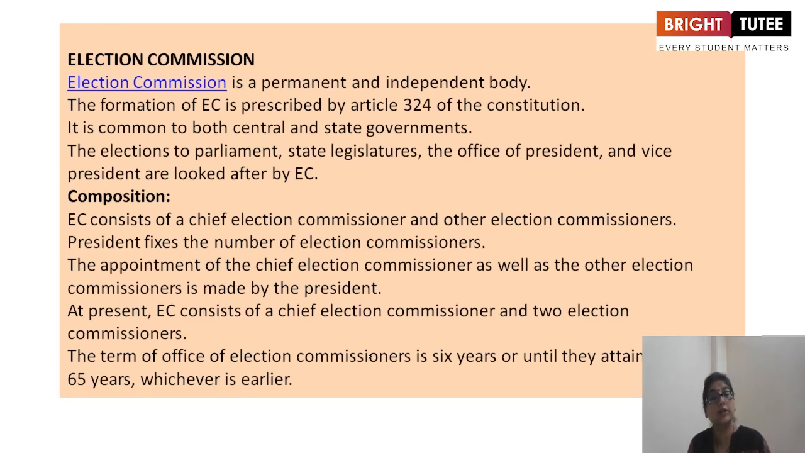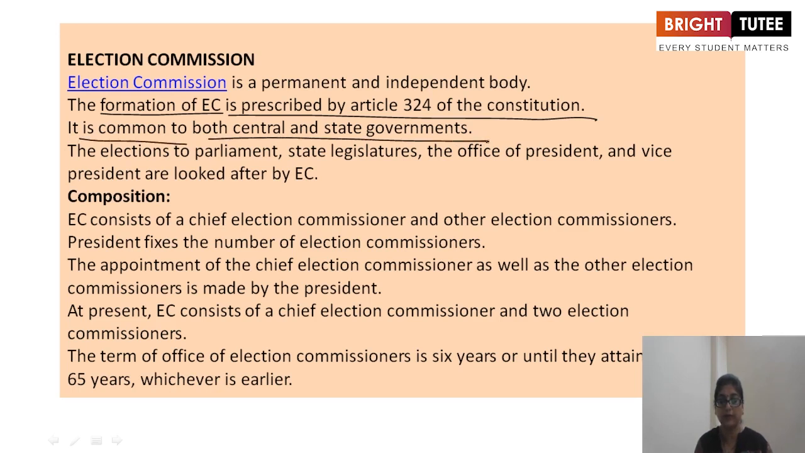The Election Commission is also an independent body and it is a permanent one, and the formation of the Election Commission is prescribed by Article 324 of the Constitution. It is common to both central and state governments. The elections of Parliament, state legislature, and the offices of President and Vice President are looked after by the Election Commission.